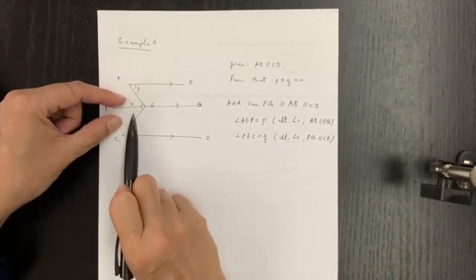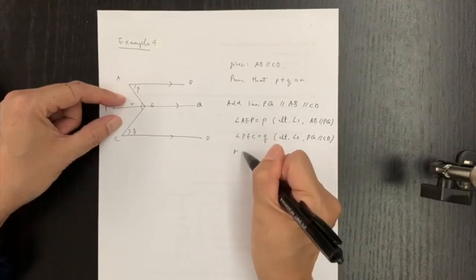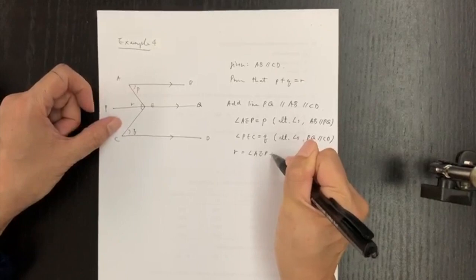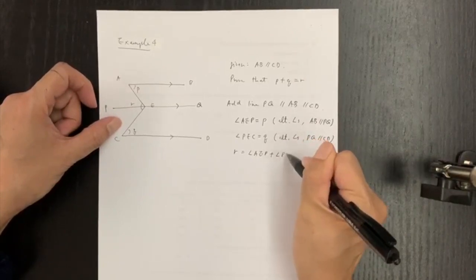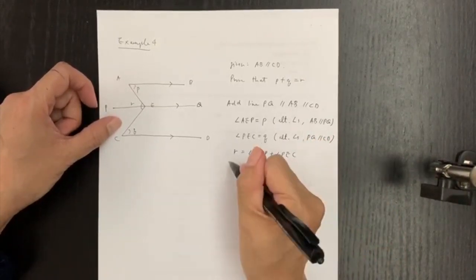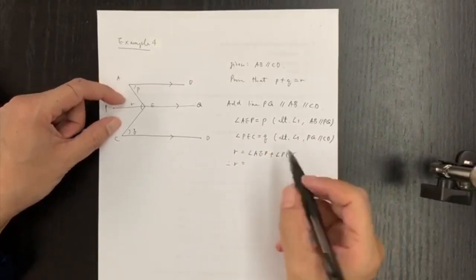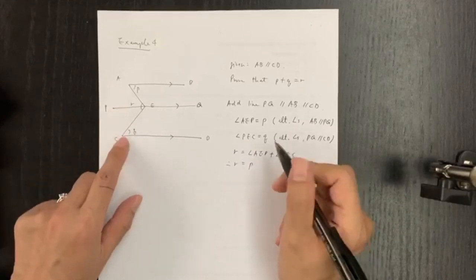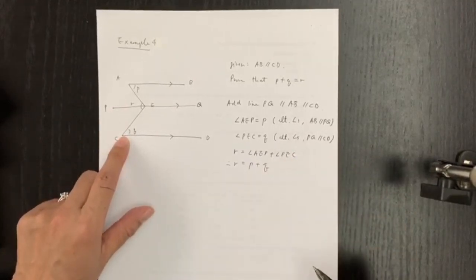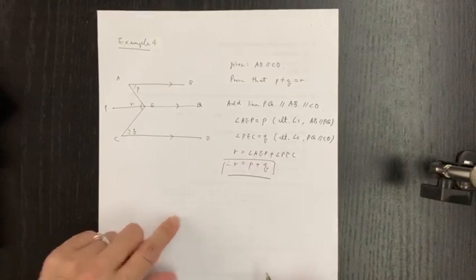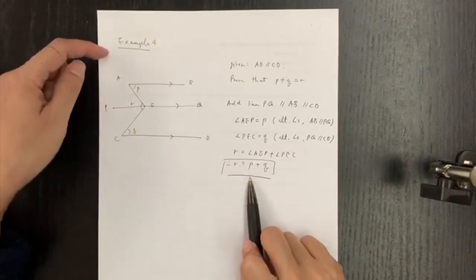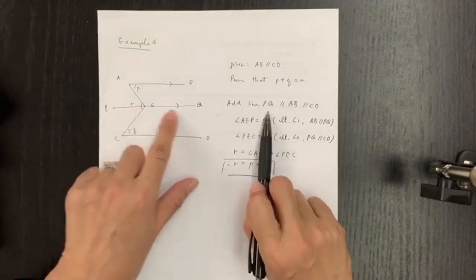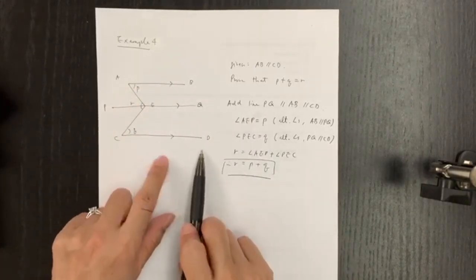Now almost done. R actually is the total of angle AEP plus angle PEC. Therefore, R is equal to, what is AEP? Just now we worked out that as P, and this is Q. So this is it for example 4. In this question, we need to add another line which is parallel to AB and CD.